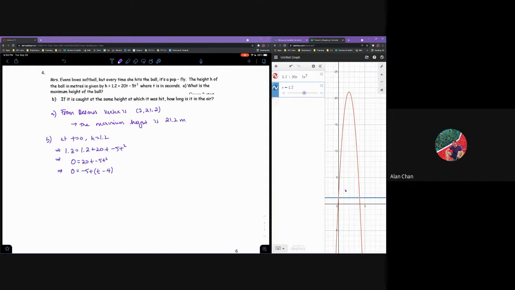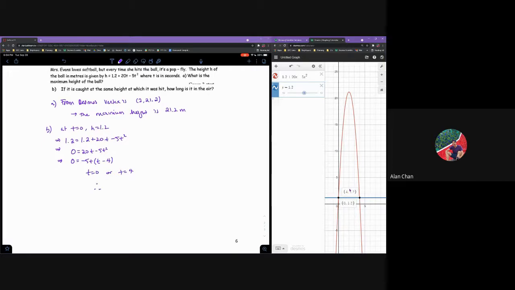Okay. And then again, we're trying to solve for what value of t makes this 0, right? So either t is equal to 0 or t is equal to 4. And we got the same answer of 4 right here as we do over here, right? 4. So hopefully everyone sees that. So I can say therefore, my therefore statement, it was in the air for 4 seconds.